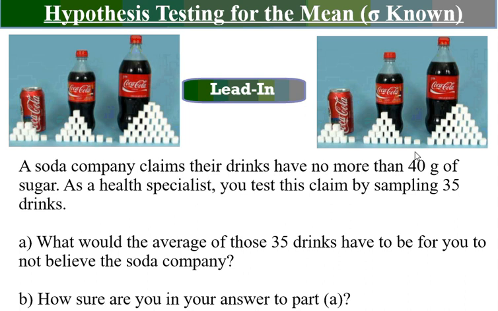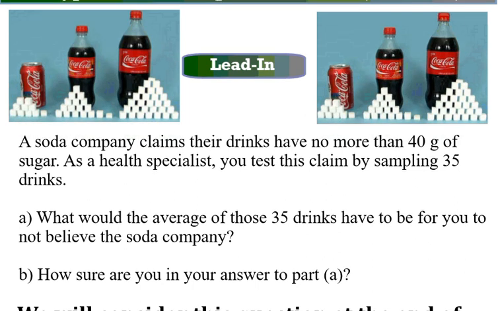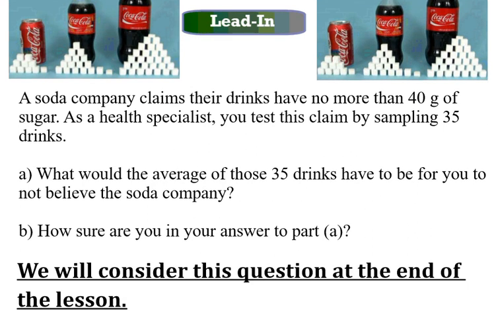The type of questions that we want to answer are ones like the following. We usually are wanting to test some claim that's made by a company or a person that maybe is under scrutiny. So consider the following situation. A soda company claims their drinks have no more than 40 grams of sugar. As a health specialist, you test this claim by sampling 35 of their drinks. A, what would the average of those 35 drinks have to be for you to not believe the soda company? B, how sure are you in your answer to part A? We're going to consider this question at the end of the lesson.